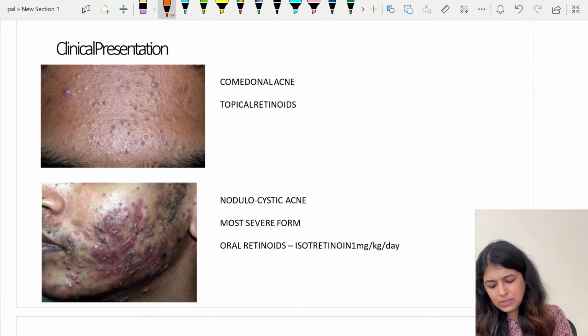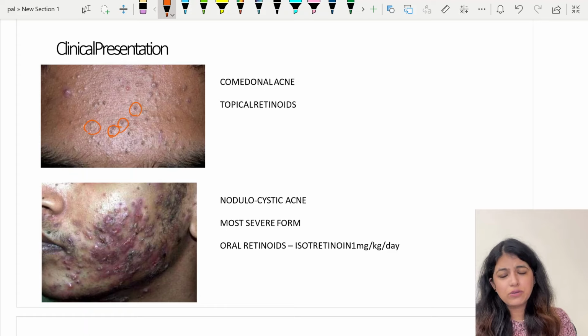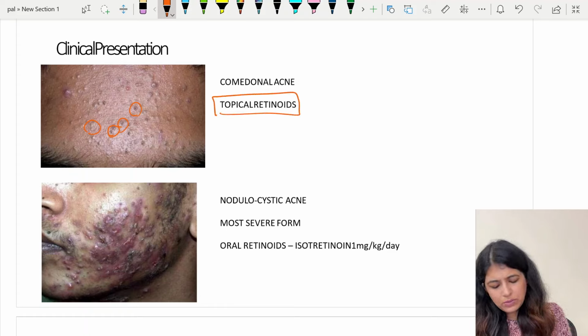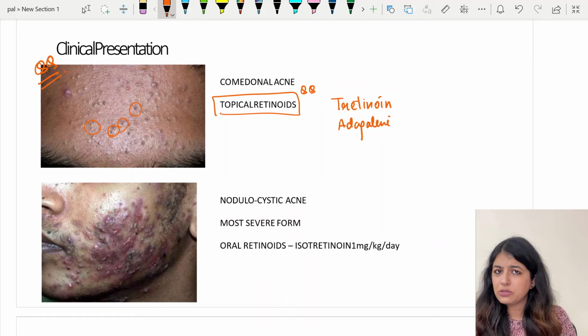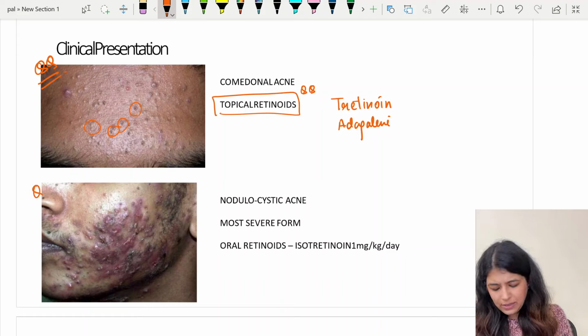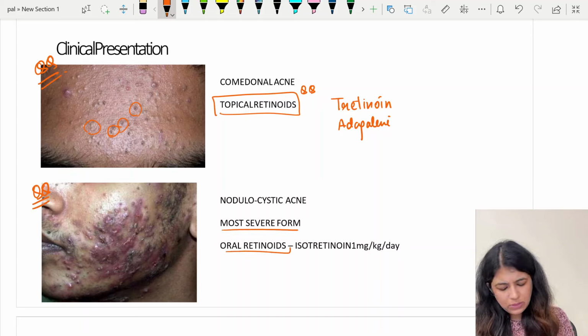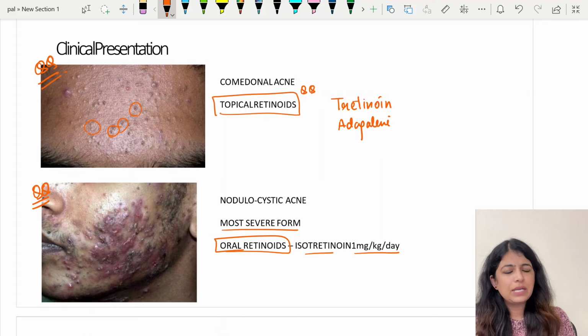Clinically, the patient can present with a predominantly comedonal acne, where you see these multiple blackheads and whiteheads on the forehead of the patient. The treatment of choice for comedonal acne is topical retinoids like tretinoin or adapalene. So treatment of choice for comedonal acne, this question has been asked with the image and you were asked the treatment of choice. So you should know that. And then again, very important here, they give you this image of nodulocystic acne. It is the most severe type of acne. The treatment of choice here is oral retinoids, isotretinoin at a dose of 1 mg per kg per day.